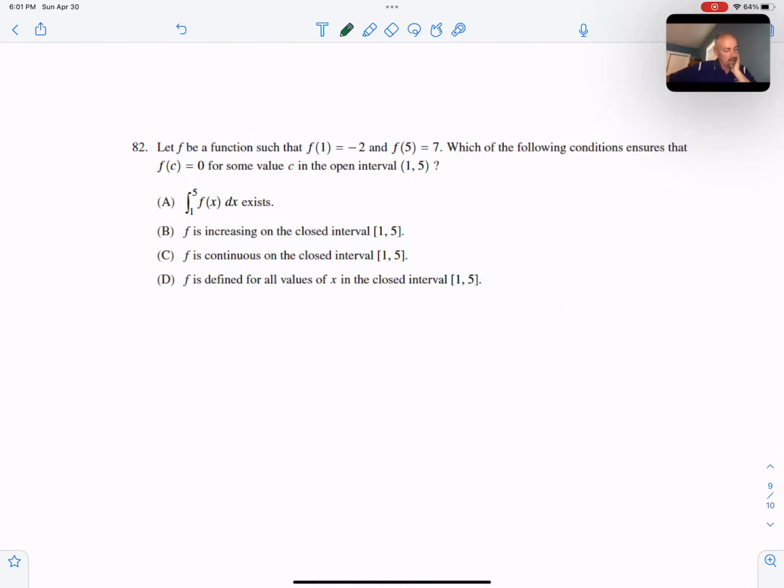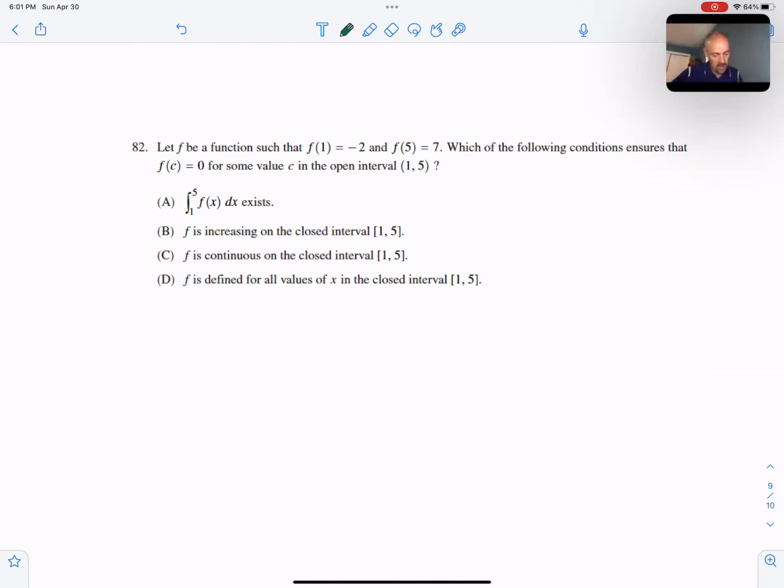Okay. Let f be a function such that f at 1 is equal to -2, f at 5 is equal to 7. Which of the following conditions ensures that f at c is equal to 0 for some value c in the open interval 1 to 5? Okay.